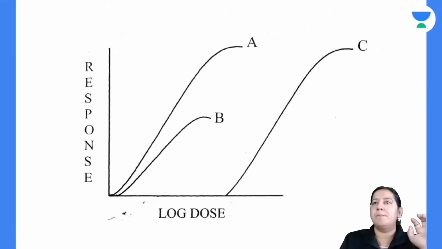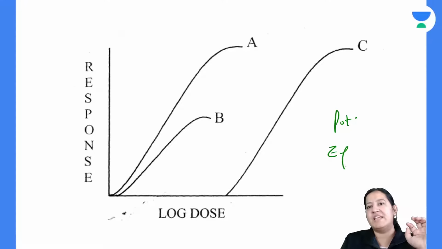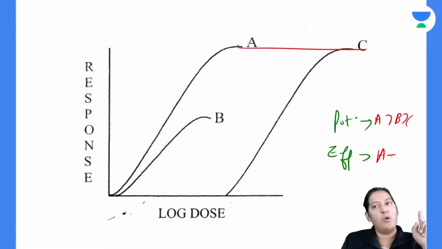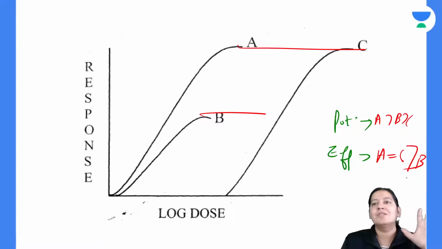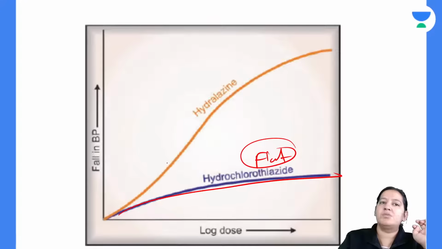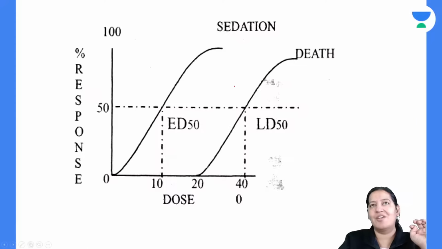So you can compare the potency here and the efficacy here. Potency wise, the more to the left the graph, the more potent it is. So A followed by B followed by C, left to right. Efficacy wise, A is equal to C; both have the same height, but it is more than B. B is shorter. So this is efficacy. Do you have any doubt? These are the two slopes. This one is the flat slope, so a safe drug. And this one is the steep slope, so a dangerous drug. Give me a thumbs up.